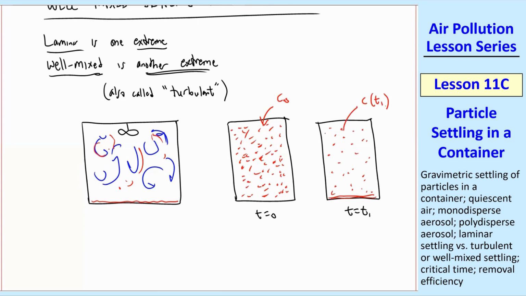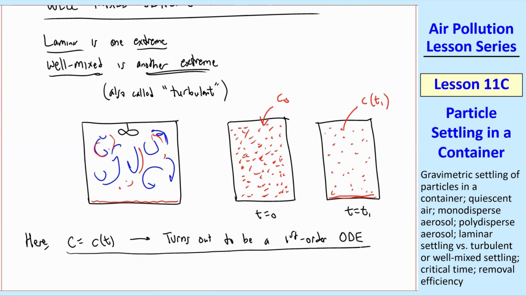Notice that it's still uniform, it's well mixed. So C at any location, if you're here or here or here or here, C is the same. It's just smaller than C naught because some of these particles have started to settle. By the way, even for this case, we're making the assumption that when the particles hit the bottom of the container, they stick there.